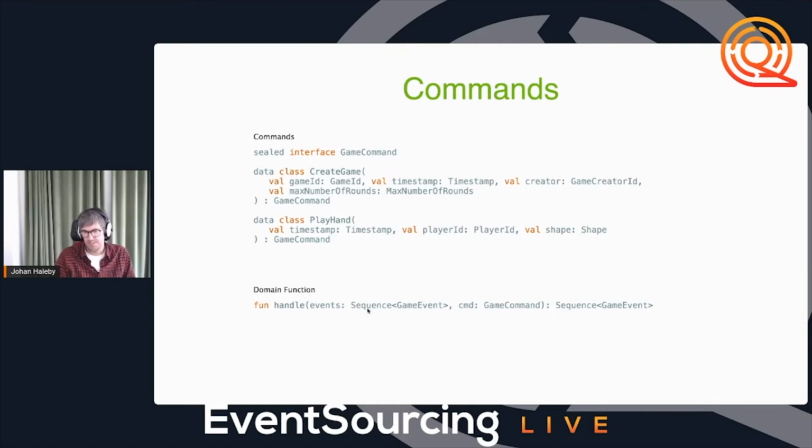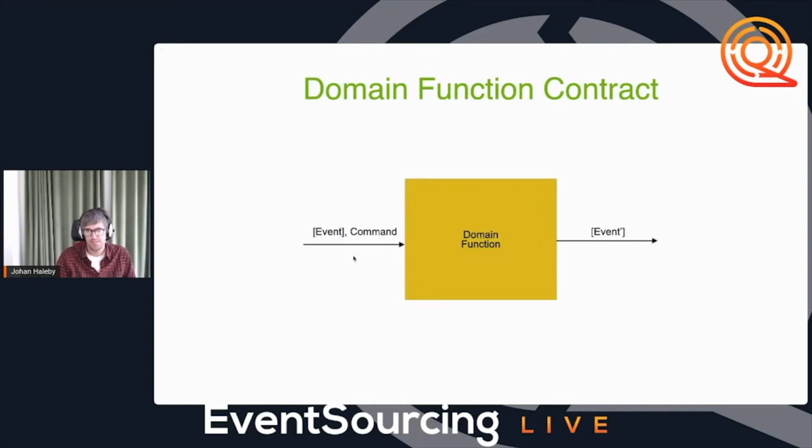And the sequence that it takes in, you can regard this as a list if you like, but it's essentially like a lazy list. If you use Java, it's similar to a Java stream, but in Kotlin. So here it takes a list of events and then a command, and then it returns a new list of events. So yeah, here is another way of looking at it, but it's essentially this. The domain function takes the list of events, command, and returns new events. Okay, so how can we implement it?